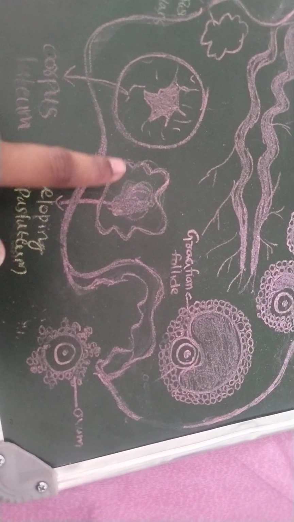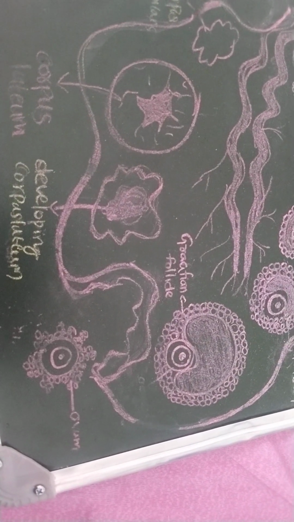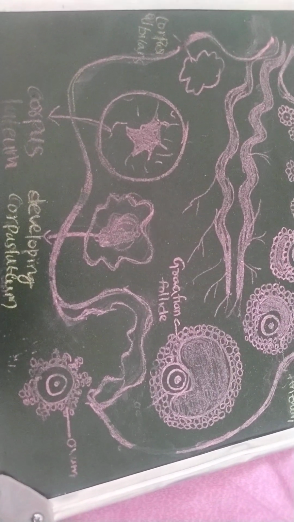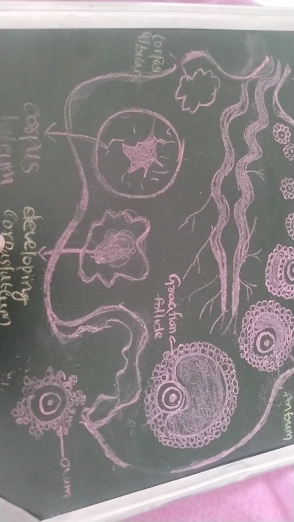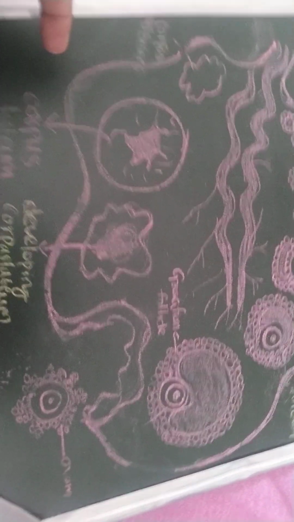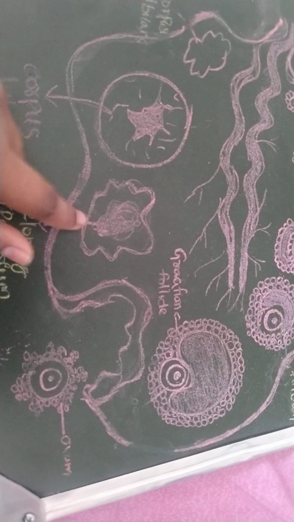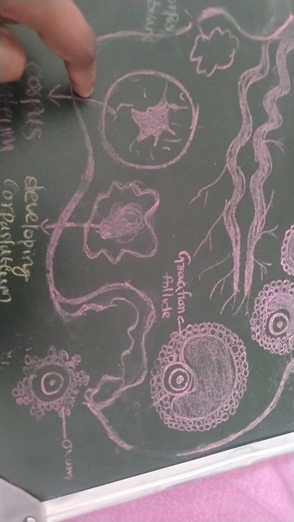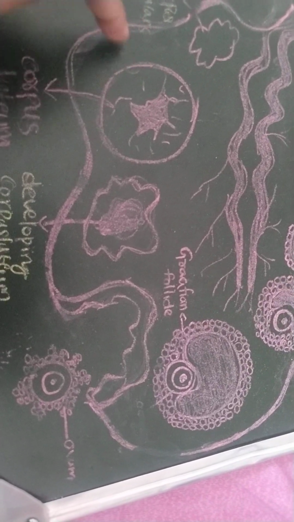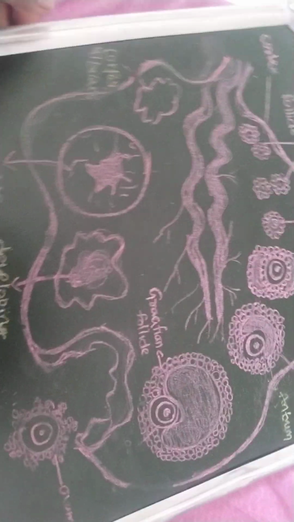Under the action of LH, the corpus luteum will secrete progesterone if there is fertilization and pregnancy. If there is no pregnancy, the corpus luteum won't secrete progesterone; instead it regresses and degenerates into the corpus albicans. This is the developing corpus luteum, and this is the corpus luteum; to maintain pregnancy progesterone is secreted. If there is no pregnancy it converts into the corpus albicans.